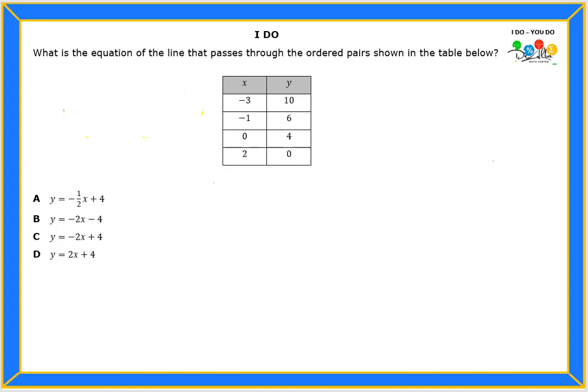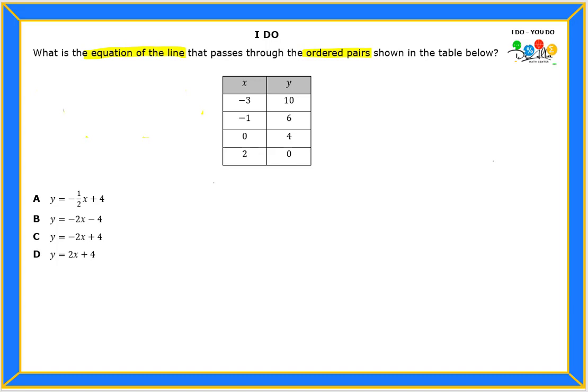Hello students, let's read the problem. And it says, what is the equation of the line that passes through the ordered pairs shown in the table below? So let's look at the information that is given to us. They want me to find the equation of the line, and they are giving us ordered pairs, which you see on the table with x and y values.